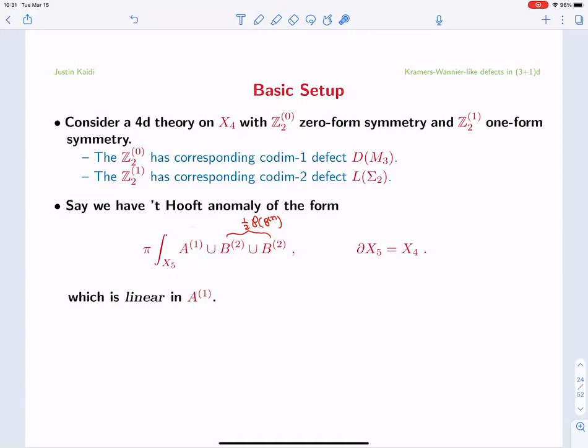Okay, so I have these two symmetries, and I have this mixed 't Hooft anomaly. Now let's go ahead and start with a warm-up. Let's go ahead and gauge the zero-form symmetry.